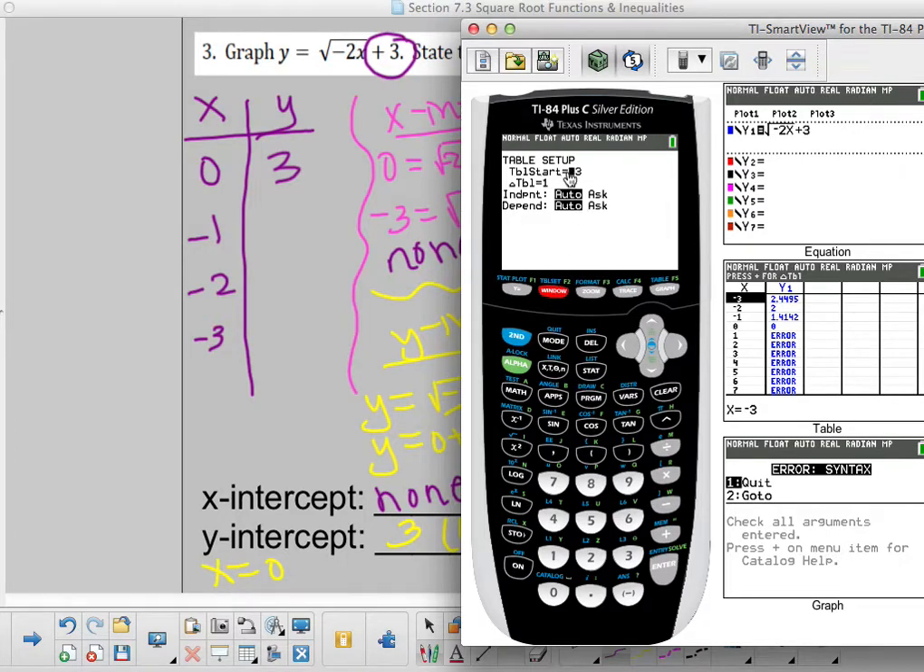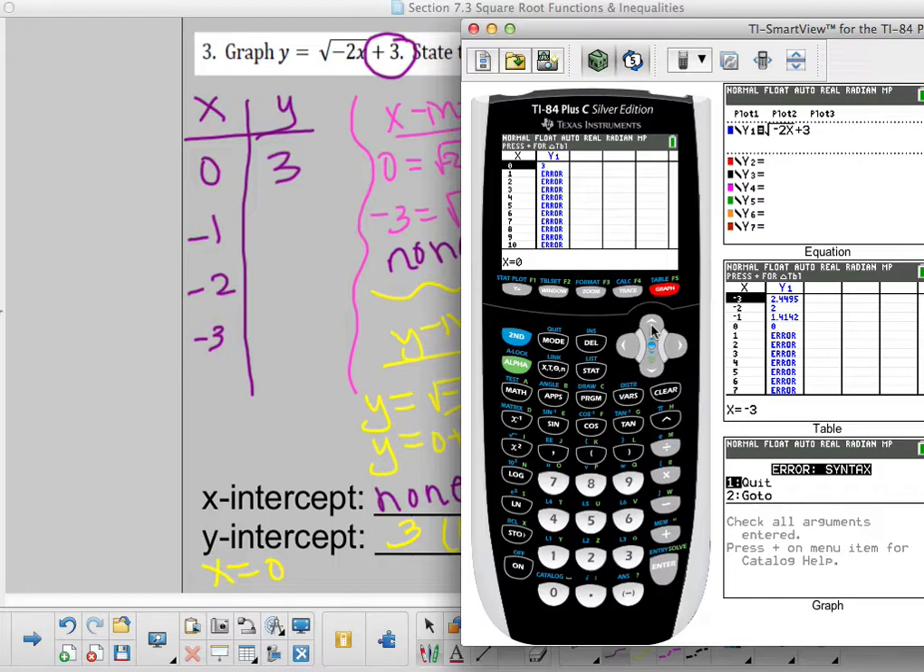Okay, and I want to start, where do I want to start? This is saying I'm going to start my table at -3 right now. I want to start my table where x is equal to 0. So I'm going to do 0. And then this delta table, that's what we want to count by. Okay, we want to count by ones. Okay, so I'm going to start it at 0. We're going to count by ones. So to look at my table, okay, see how above graph it says table, so second table.